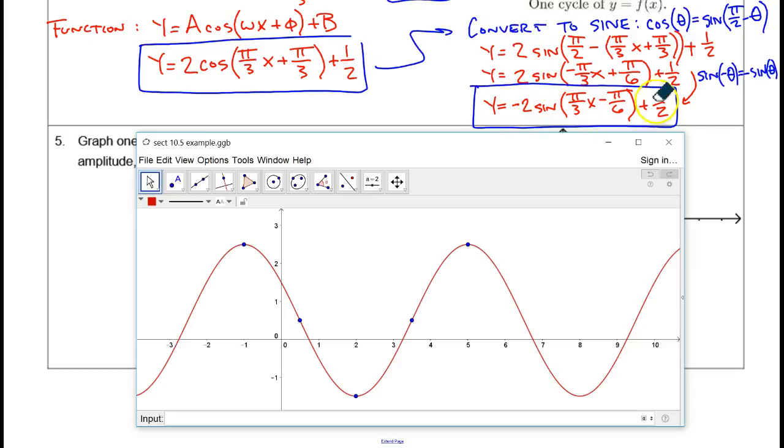I want to plug this one in too to see if actually all that work we did is right. If I plug this function in, what I should end up with is another graph that's directly on top of this one. And then I'll feel confident that all of that hard work we did was worthwhile. So I have negative 2 times the sine of pi over 3 times x minus pi over 6 plus 1/2. Grip it and rip it, and look at that. We've got the same graph superimposed over the original graph.